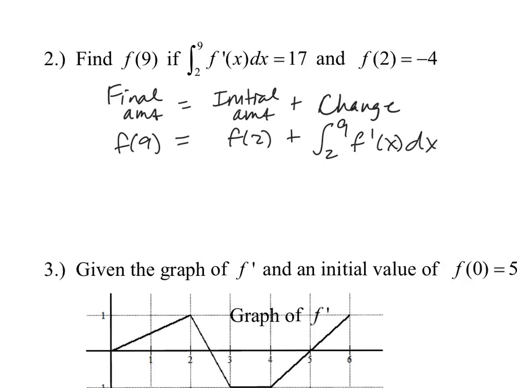Now on the test, you will not need to write this line. I'm just writing it out so you know where all the numbers come from. So f of 9 is what we're looking for. All right, f of 2 we're given, it is negative 4, and then we're told that the integral from 2 to 9 of f prime of x is 17. So we'll put that in here. So f of 9 then is negative 4 plus 17, or 13.